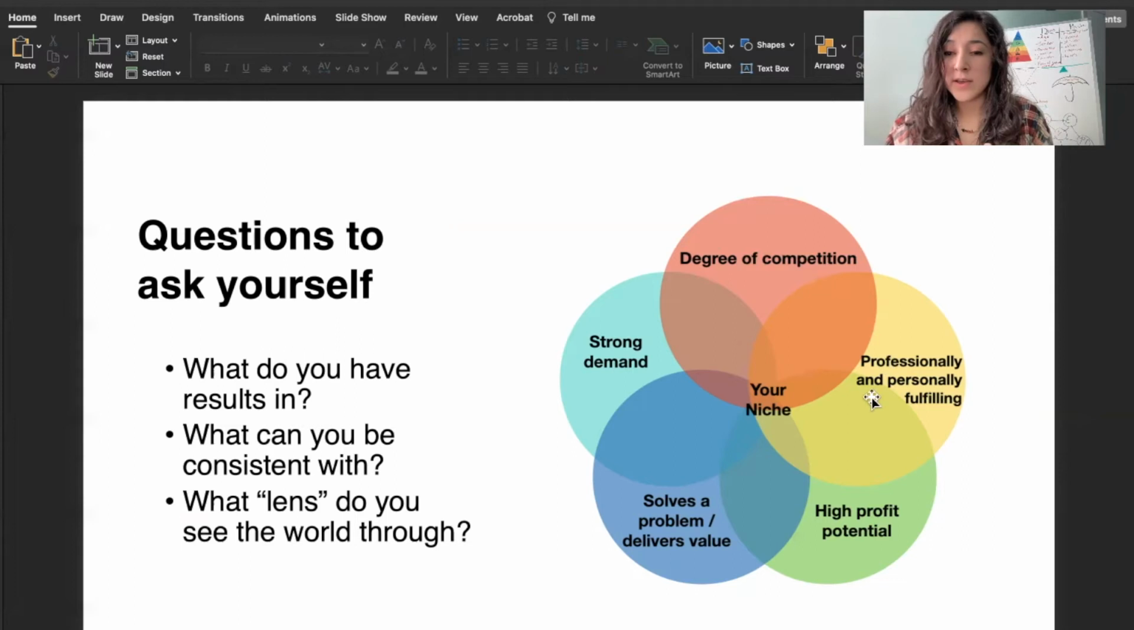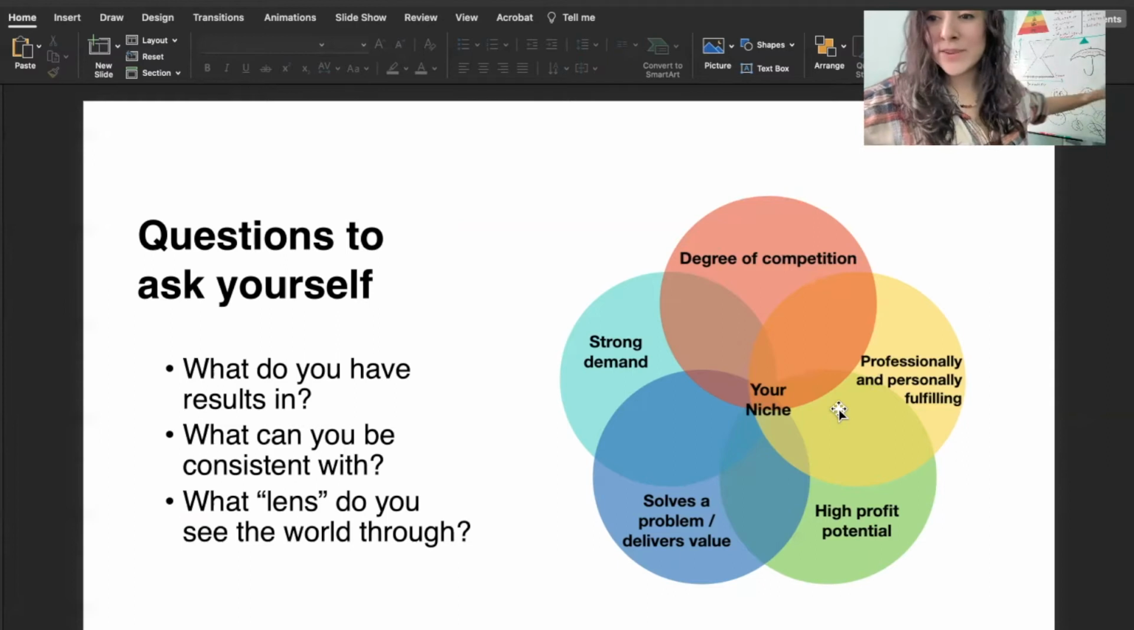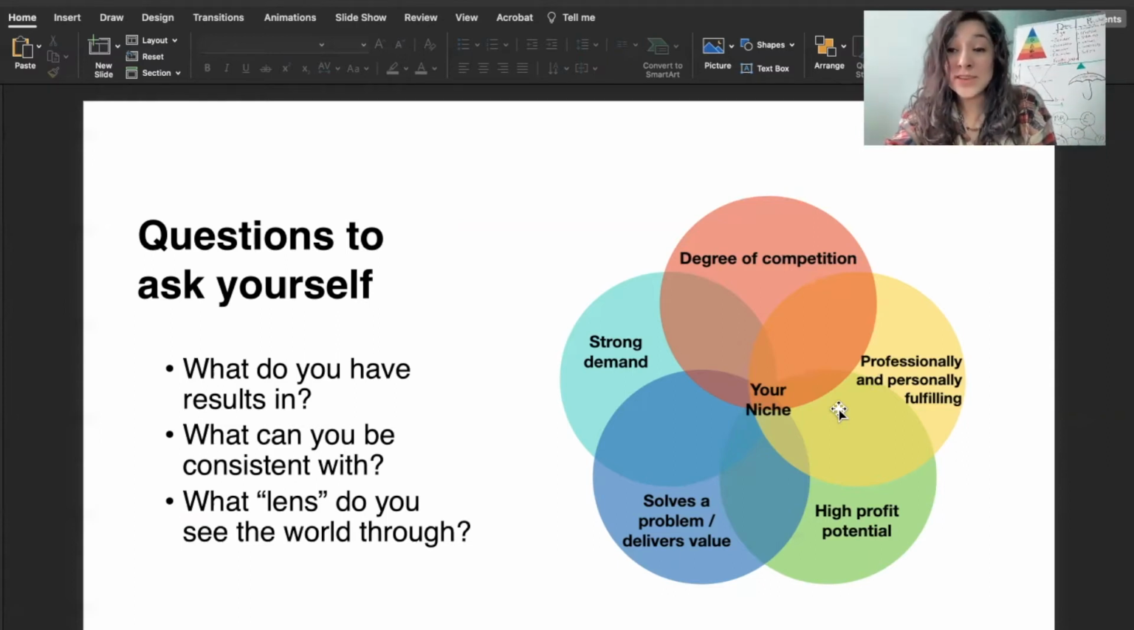Moving on to the next one. Is your niche professionally and personally fulfilling? This is important because if it is not, then you will burn out. And that's why it's important, like I told you in the beginning, to experiment with a bunch of different things to see if it actually fulfills you, because you will never know until you actually go out and try it, right?